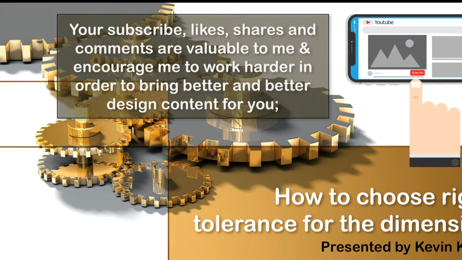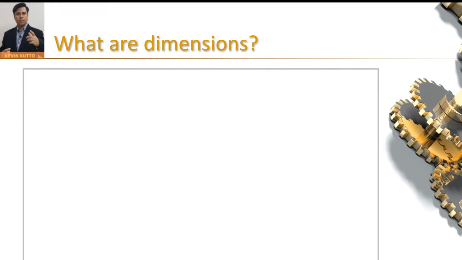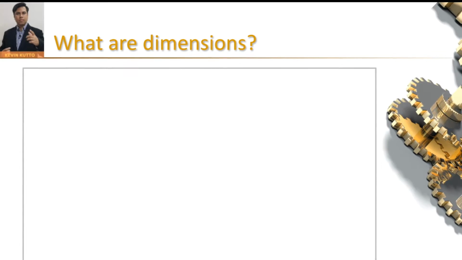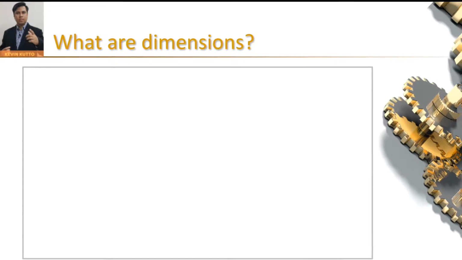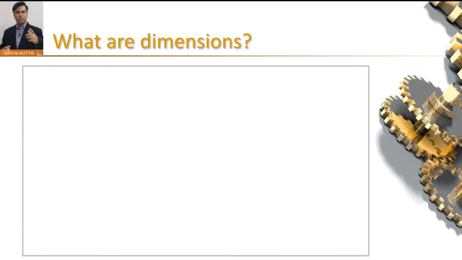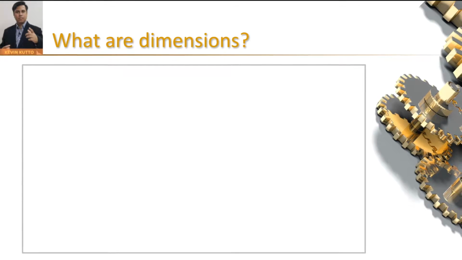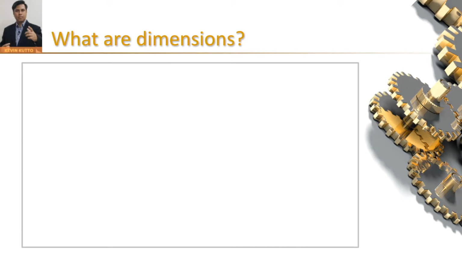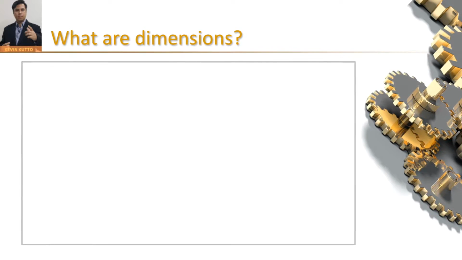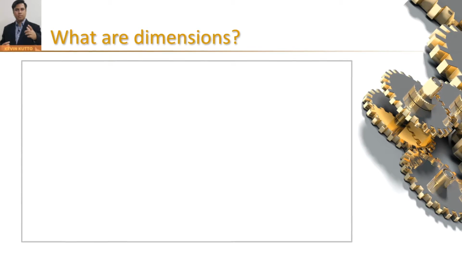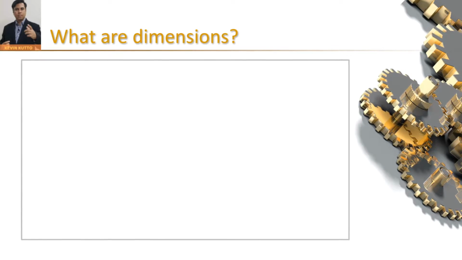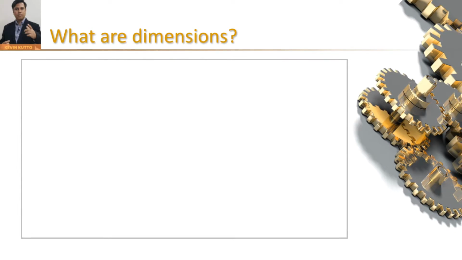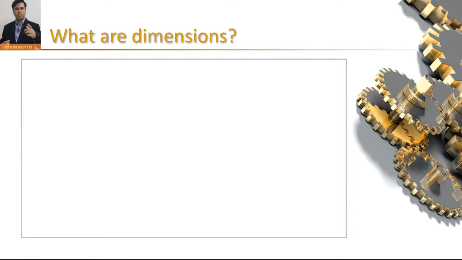Now let's begin with our first question. What are dimensions? A dimension has two parts in it. The first part is a numerical value that is expressed to define a geometric characteristic of the part. For example, size, form, location, orientation and profile. The second part of the dimension is an appropriate measuring unit such as millimeters, feet or inches.